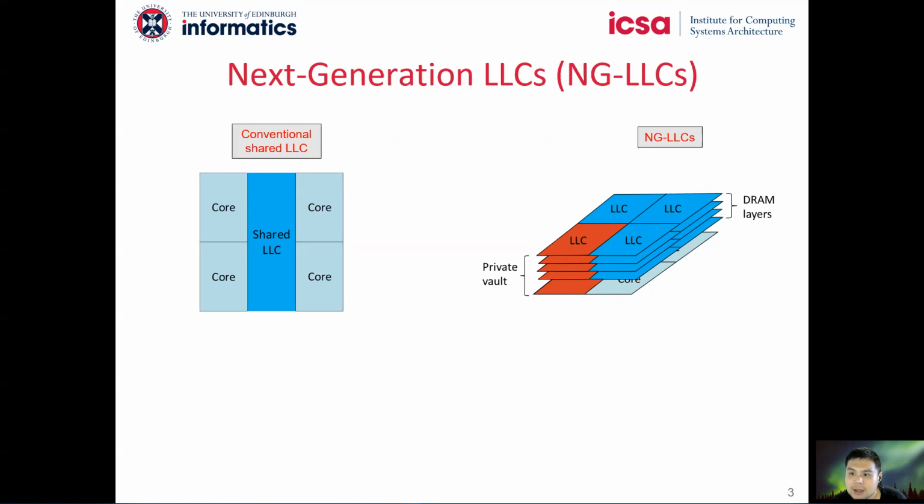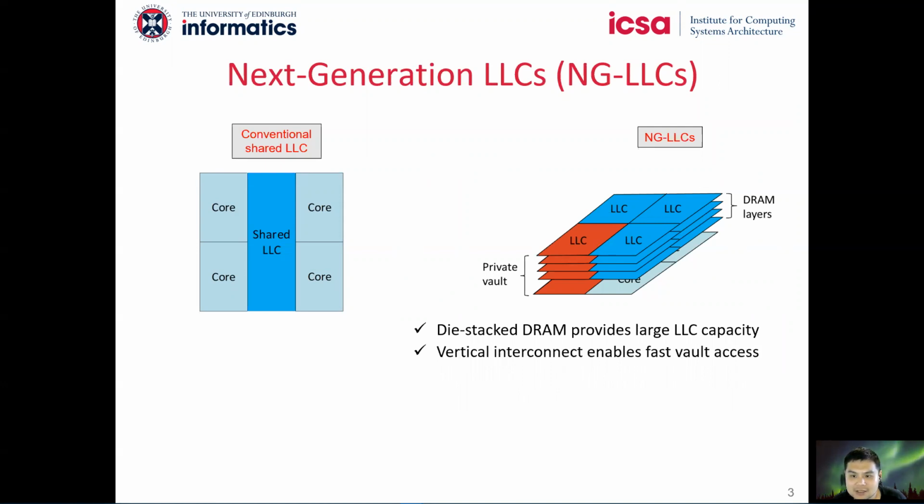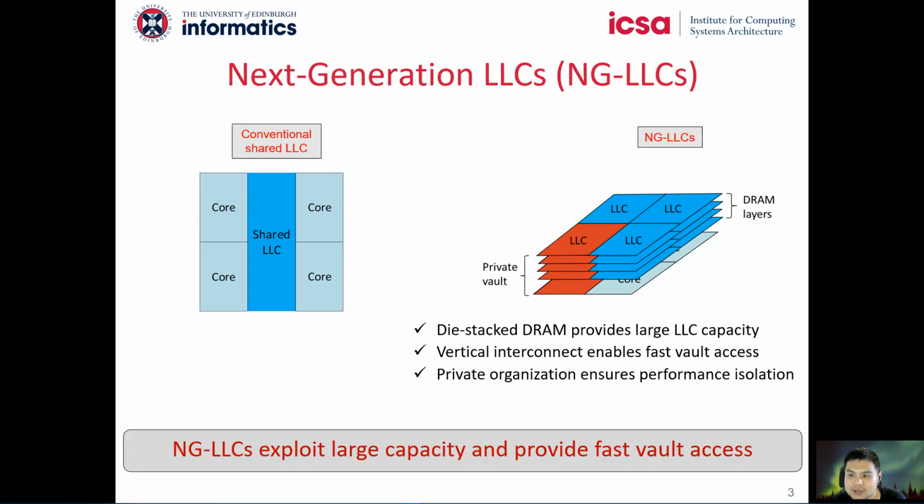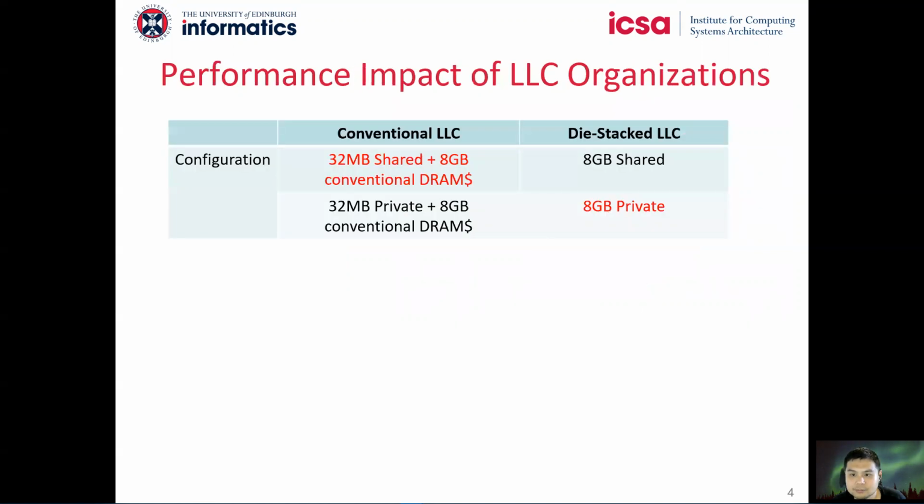Basically, it uses multiple layers of DRAM stacked on top of a CPU die and vertically partitioned into slices called vaults. And the vaults are private to the core. So it uses die-stacked DRAM to provide large LLC capacity, and the vertical interconnect can provide fast vault access. Finally, the private organization ensures good performance isolation. So to summarize, NG-LLCs can provide large capacity and also fast cache access.